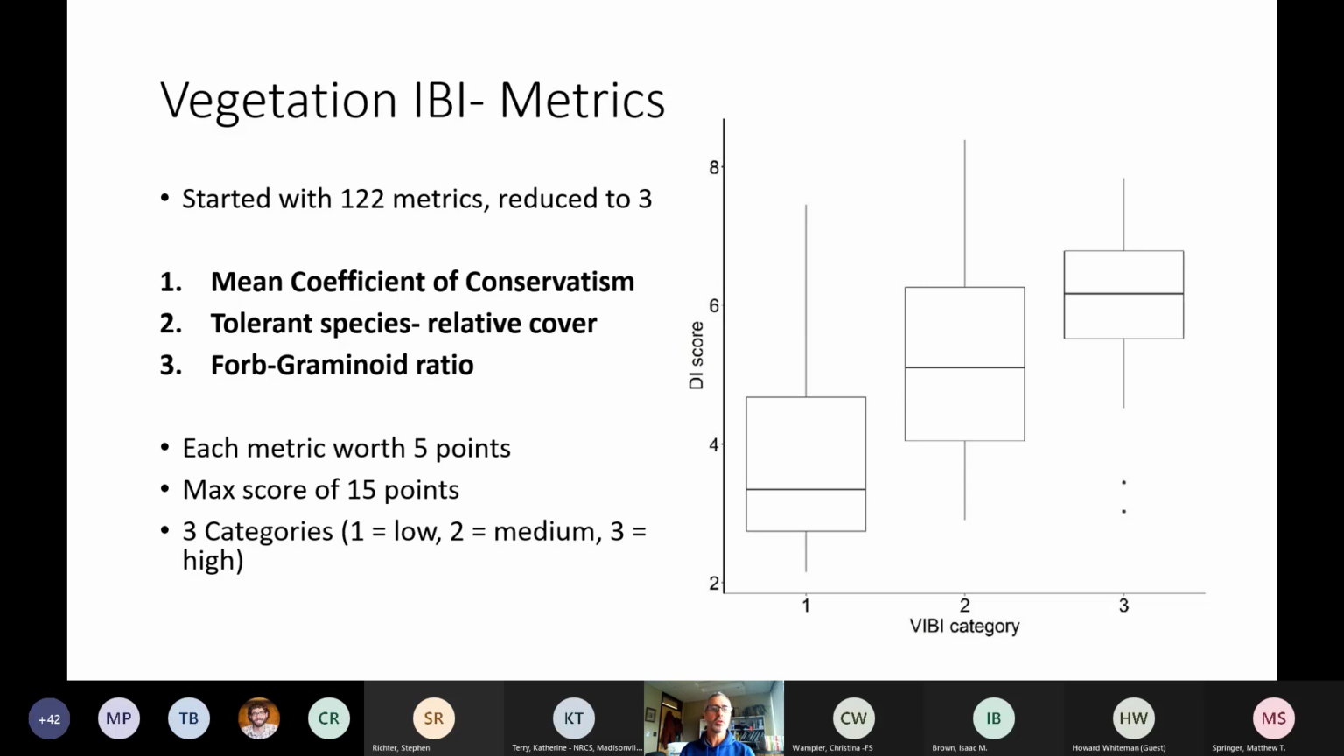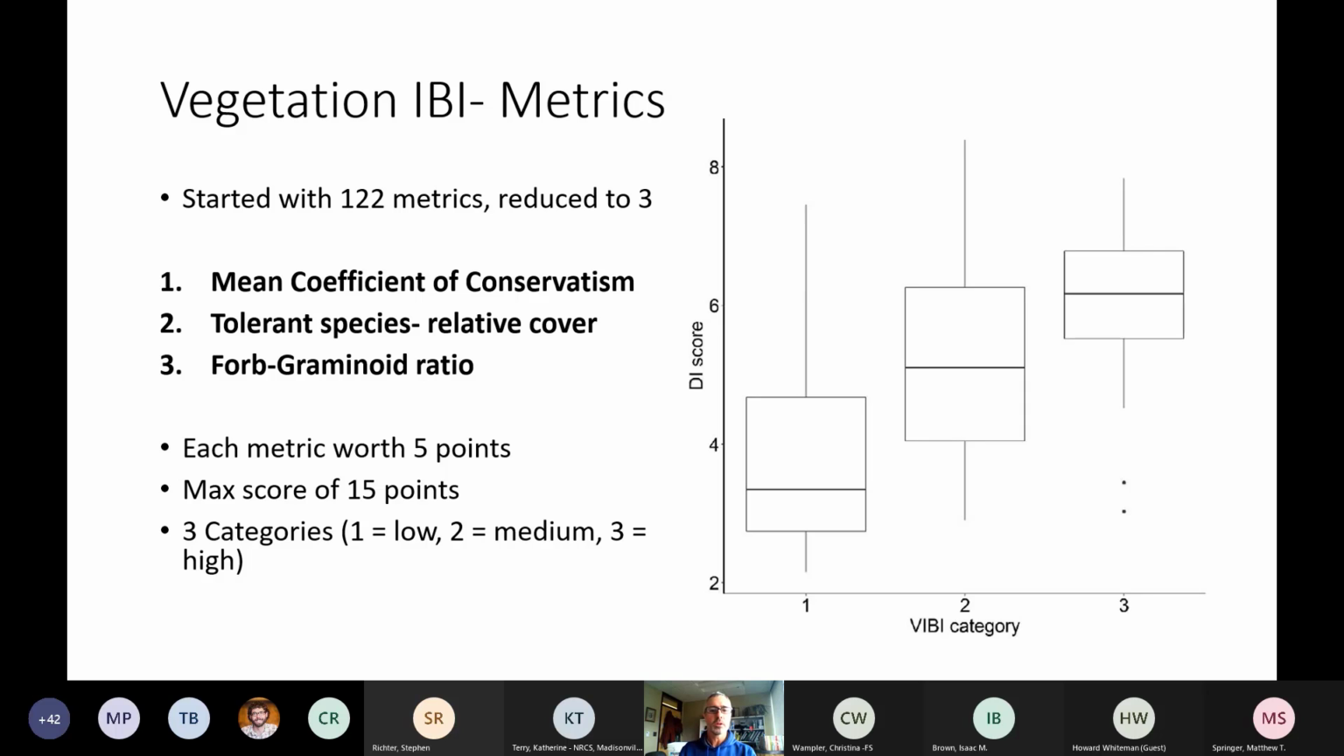Each metric is worth up to 5 points, so there's a maximum score of 15 points, and then that's divided into categories of low, medium, and high, much like the Kentucky RAM is divided into these categories, which just make it a little easier for use in regulatory situations.